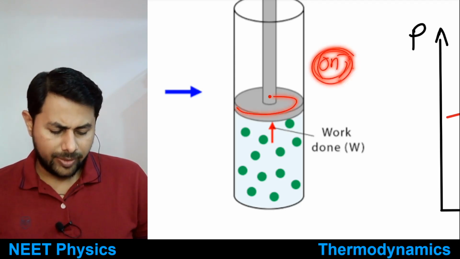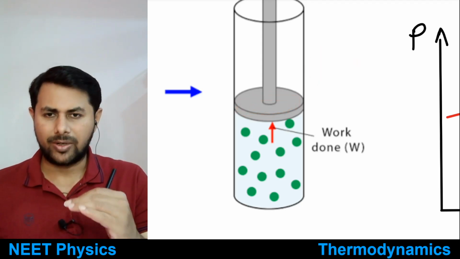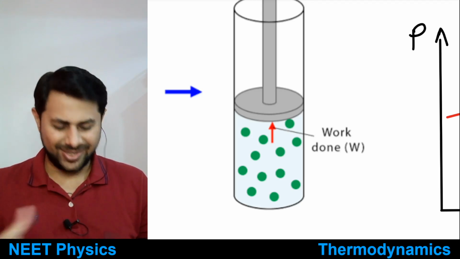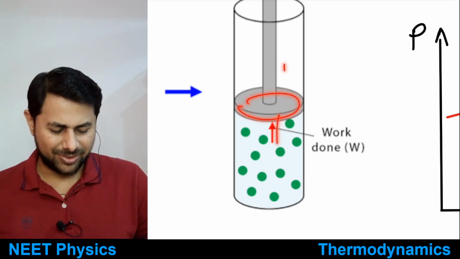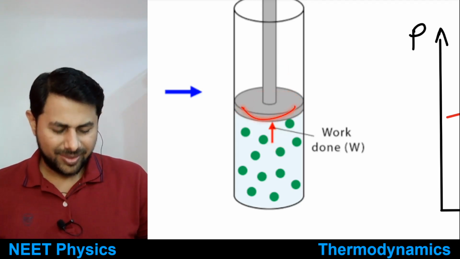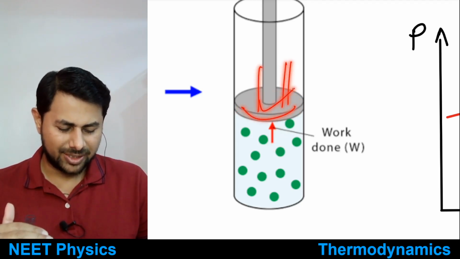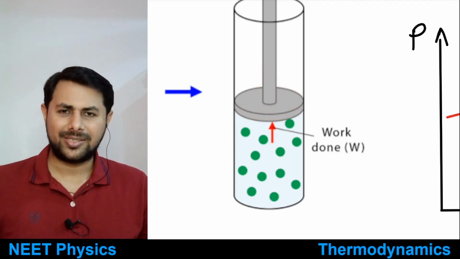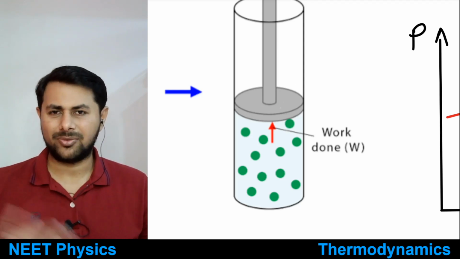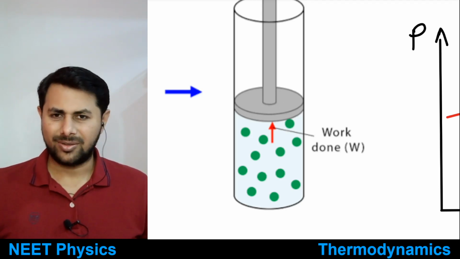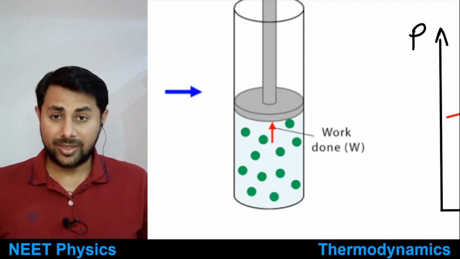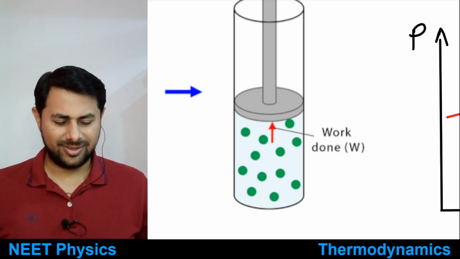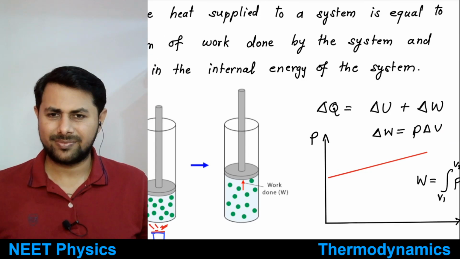So if the piston moves down, then work done on the system would be positive because it is work done by the surrounding, right? Because if the piston moves down, then the displacement is in the direction of the force exerted on the system, and that's why the work done would be positive work. Work done on the system would be positive and work done by the system would be negative. Is this thing clear? Positive and negative, everyone?